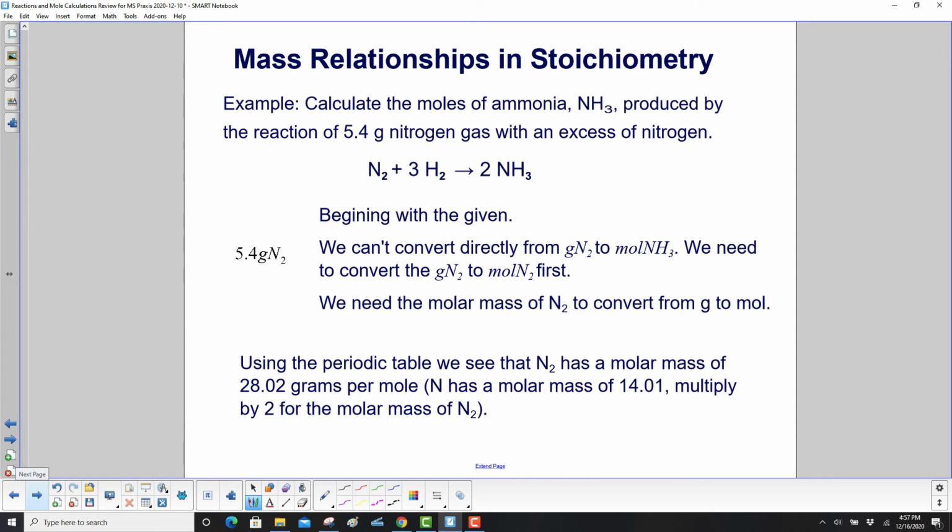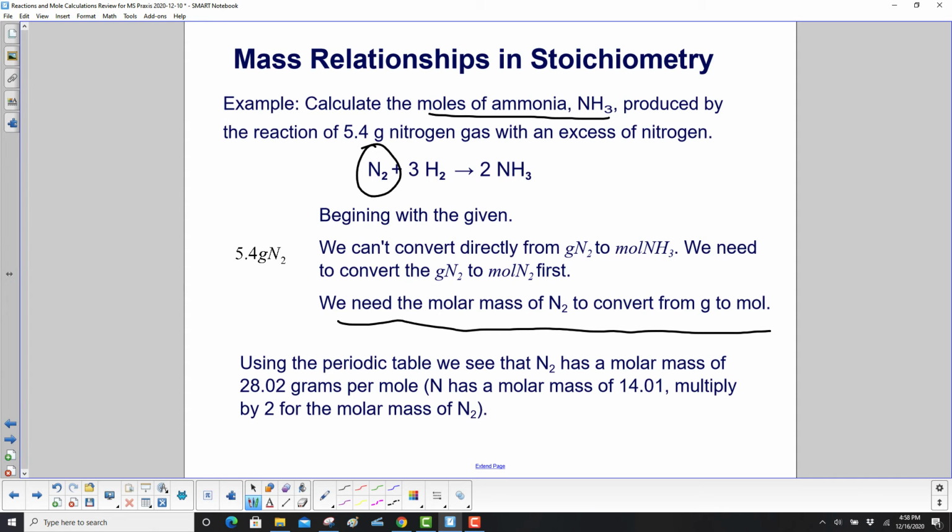Now we'd like to find the moles of ammonia produced by the reaction of 5.4 grams of nitrogen gas, that's N2, with an excess of hydrogen. We begin with the given. We have 5.4 grams of N2. We can't convert directly from grams of N2 to moles of ammonia. We need to convert the grams of N2 to moles of N2 first. We're going to need the molar mass of N2.